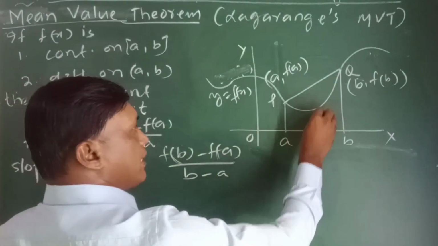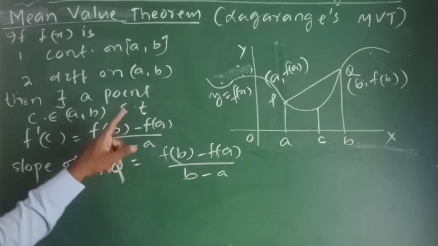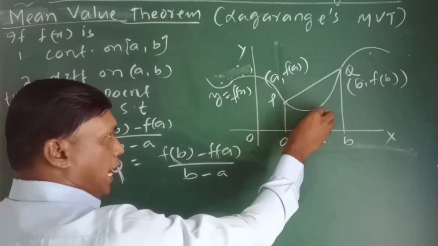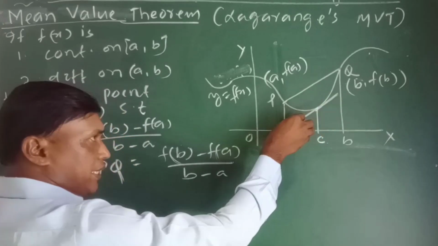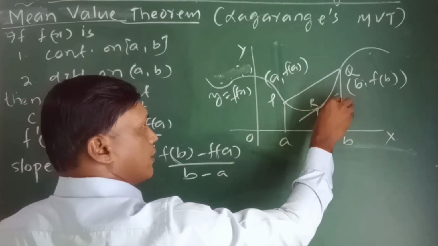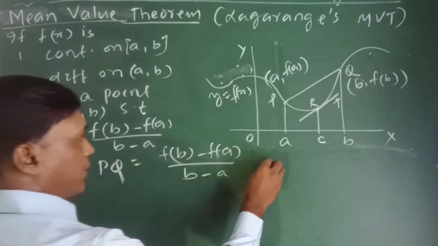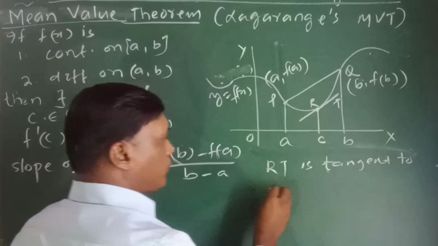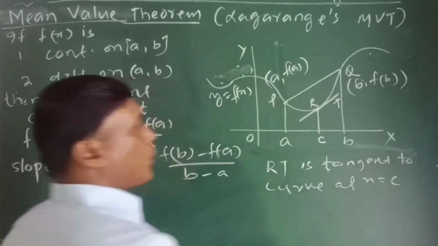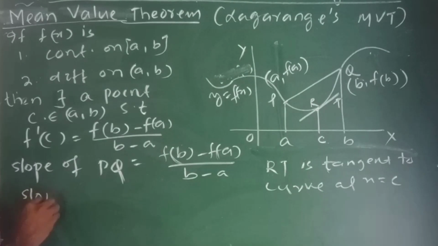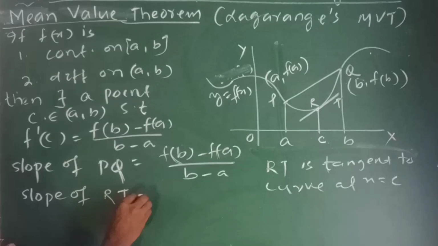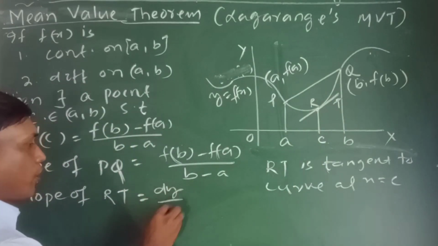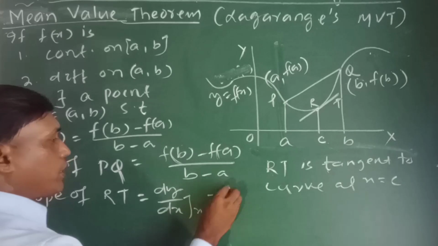Suppose a point C is here. We have to find a point C between A and B. Now at the point C, the tangent to the curve is like this. Suppose this is RT. RT is the tangent to the curve at x is equal to C. The slope of this tangent, we know, means the derivative. So this is the derivative of that function at x is equal to C, which is f dash C.